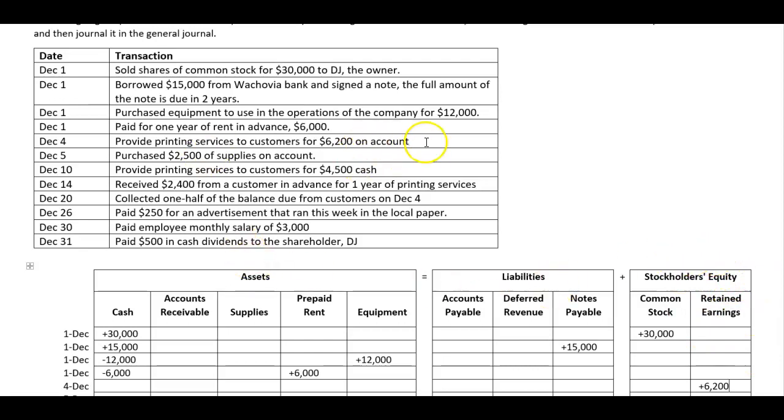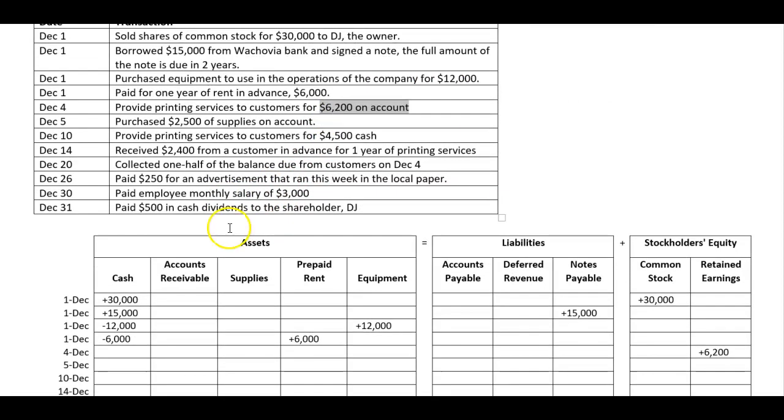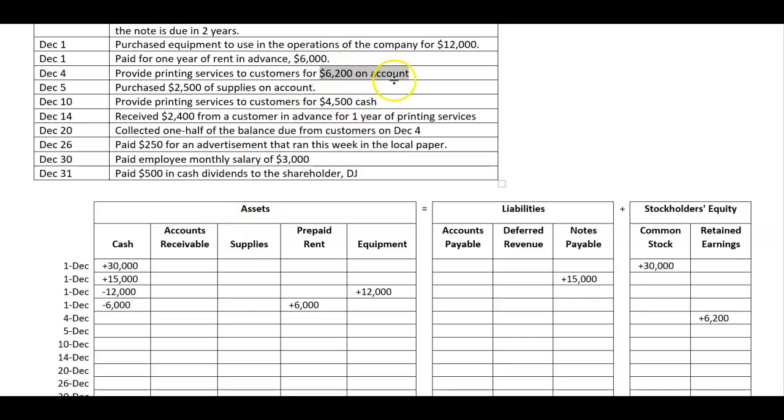Now, the second step to this is on account, $6,200 on account. Well, obviously, our customer does not pay us for this, so we're going to go in and say, okay, what is on account? That means our customer owes us money. Well, what represents a customer owing us money? That would be a receivable. So our receivables are going up because now we have claim to that payment.